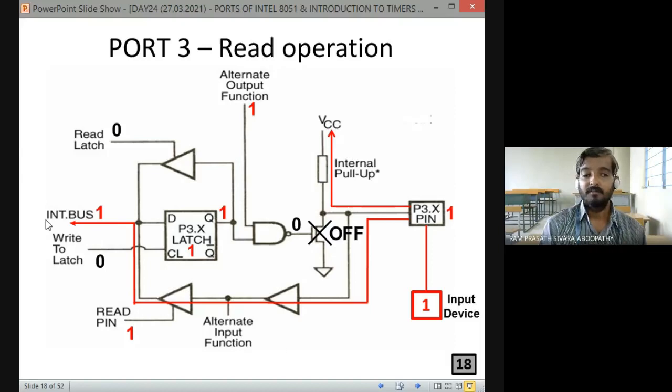That means when we are doing IO operation, the alternate input function is also getting the logic available at the pin. Pin la enna logic irukkunrathu the alternate input function ku pogum, but it won't be accepted. Whenever we are doing the input function, at that time only it will accept. Okay, fine. So now you people can understand. So read operation பொறுத்த வரைக்கும் whatever the logic given by the input device is getting into the internal bus in this manner. Fine. Now we will get into the alternate function of port 3.